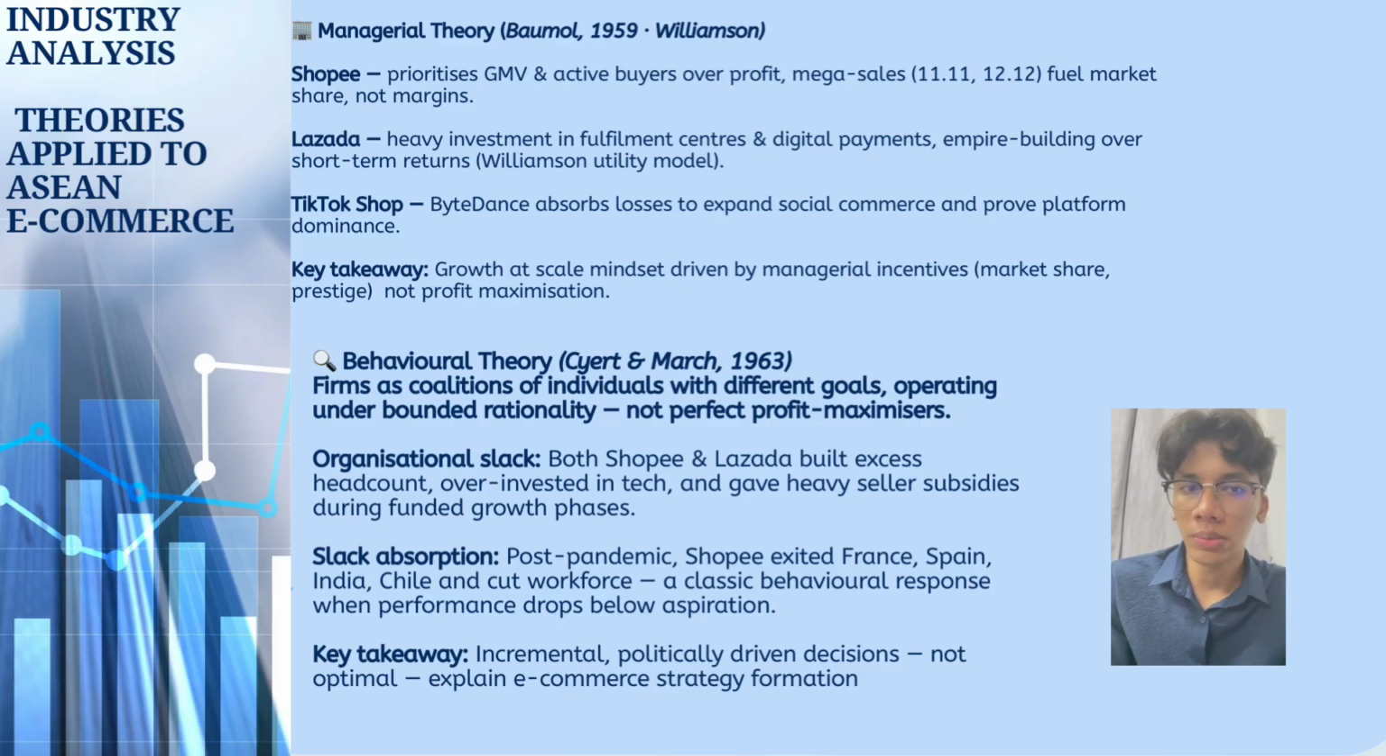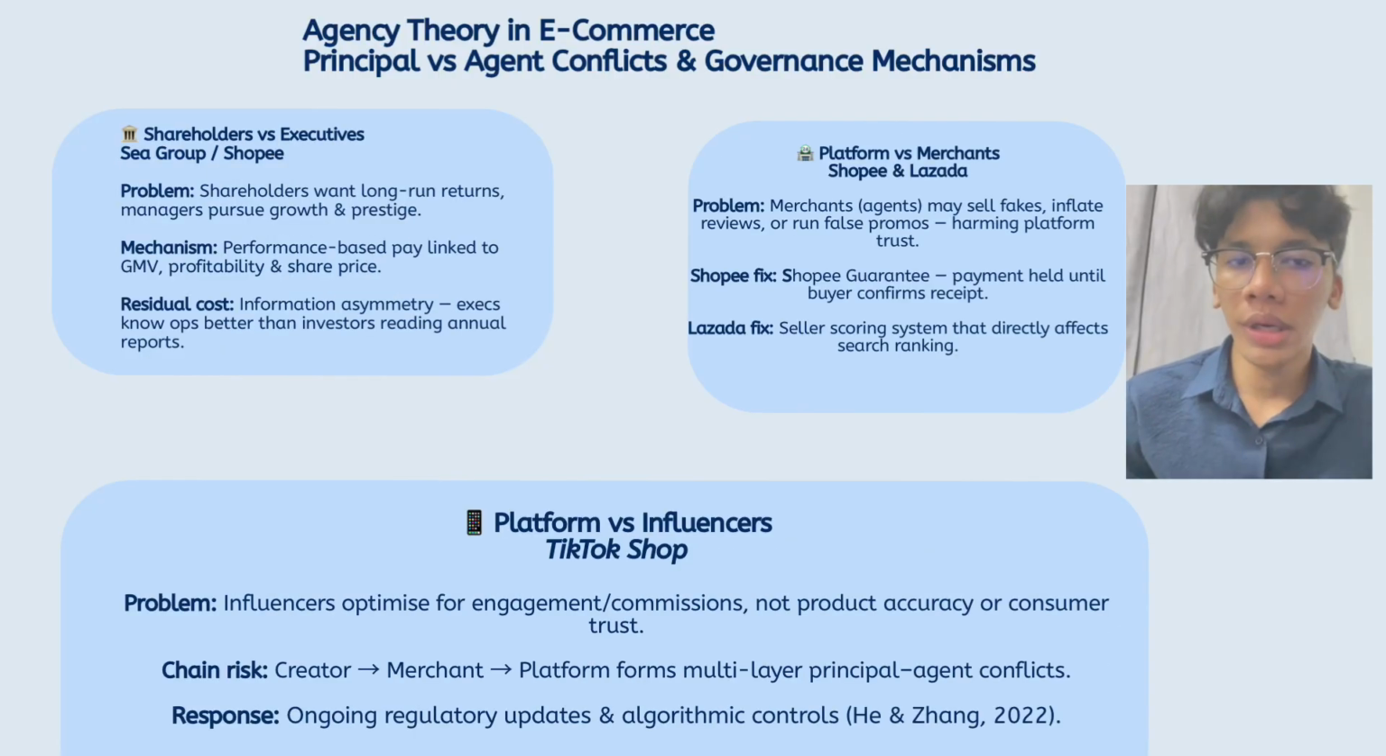These firms are not rational profit maximizers during their funded growth phase. Both companies built excess headcount and subsidies. There is organizational slack. When performance dropped post-pandemic, Shopee cut marketing and staff exactly as the theory predicted. Agency theory revealed three layers of conflict in e-commerce. Between shareholder and executive, managers chase growth and prestige, not return.